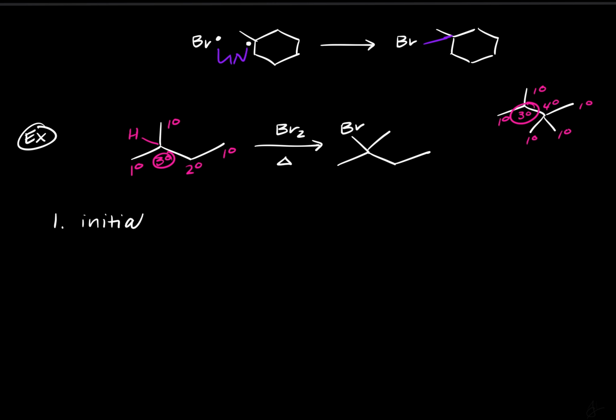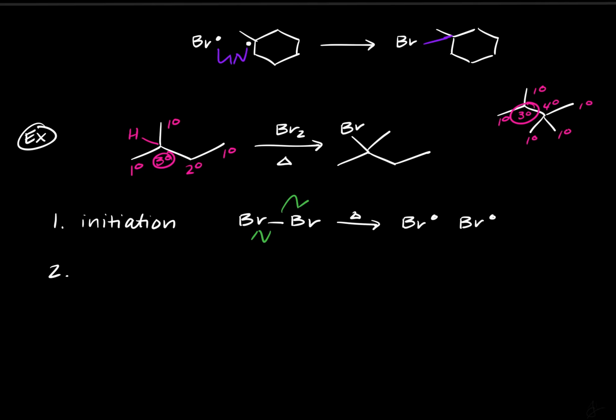Initiation. The initiation step, again, is where we take our weakest bond, our Br-Br bond. This heat will break that bond. It's strong enough to break that bond. And we end up forming Br radicals.